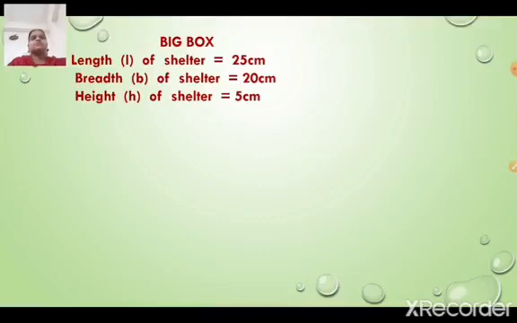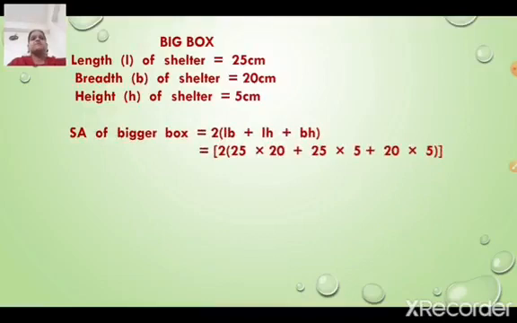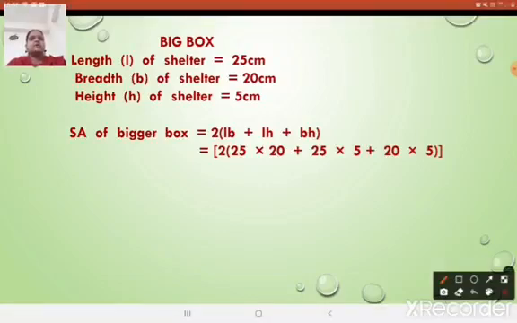Do you remember the steps for the smaller box? Same steps we have to apply for the bigger box also. So the first step will be what? Find the surface area of the bigger box. It is actually the total surface area, but we will add the extra overlapping and then we will write it as total surface area. So 2 in the bracket LB plus LH plus BH, or BH plus HL, both are nothing but the same. Then substitute the values. 2 into 25 into 20 plus 25 into 5 plus 20 into 5. Let us calculate again. Do the calculation.